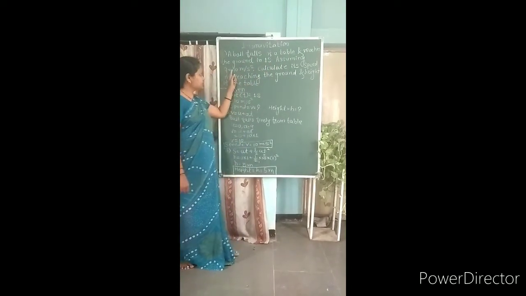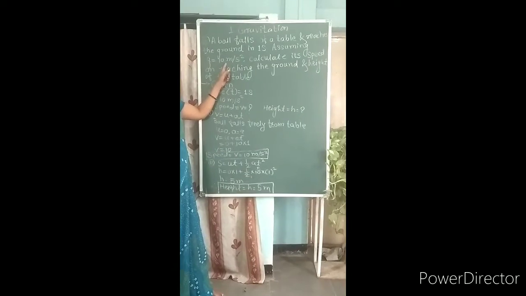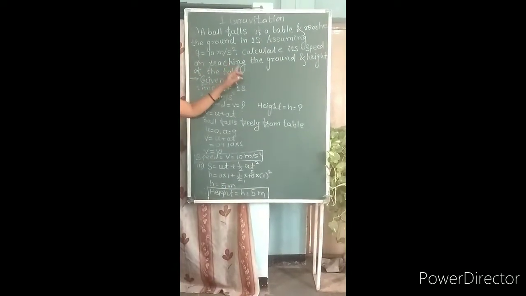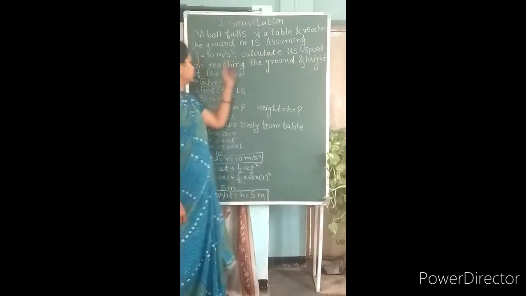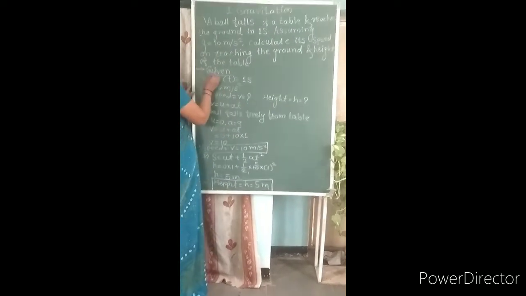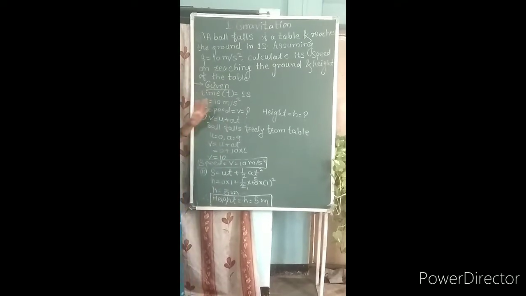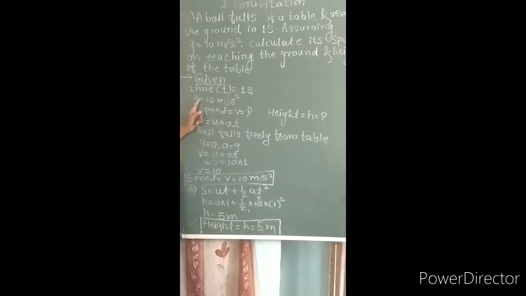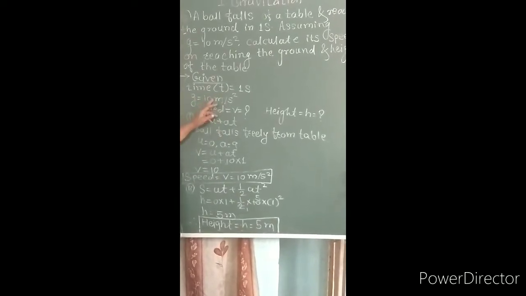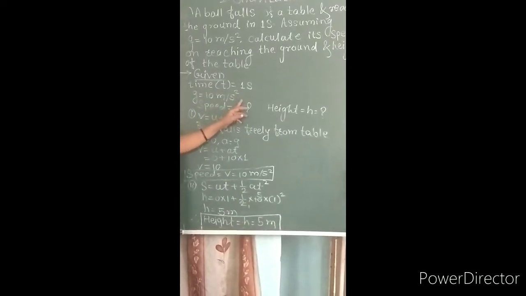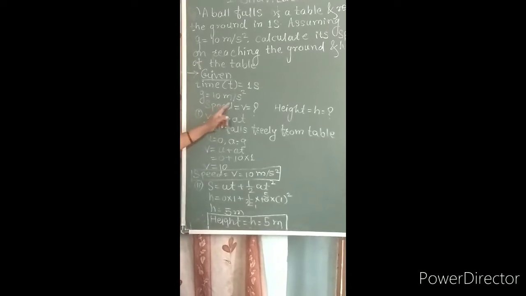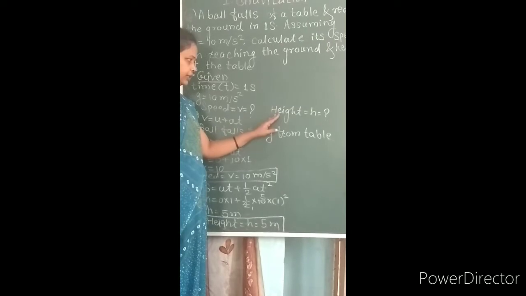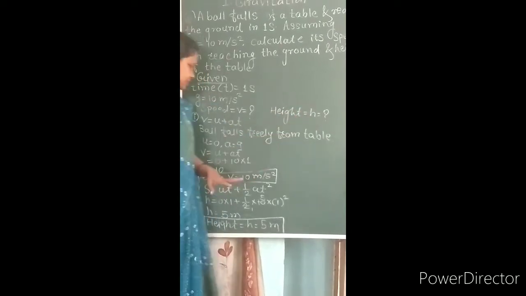Assuming g is equal to 10 meter per second square, calculate its speed on reaching the ground and the height of the table. First we write the given in this example. Time t is equal to 1 second. g, that is acceleration due to gravity, is equal to 10 meter per second square. Speed v is to be found, and we also find the height h.